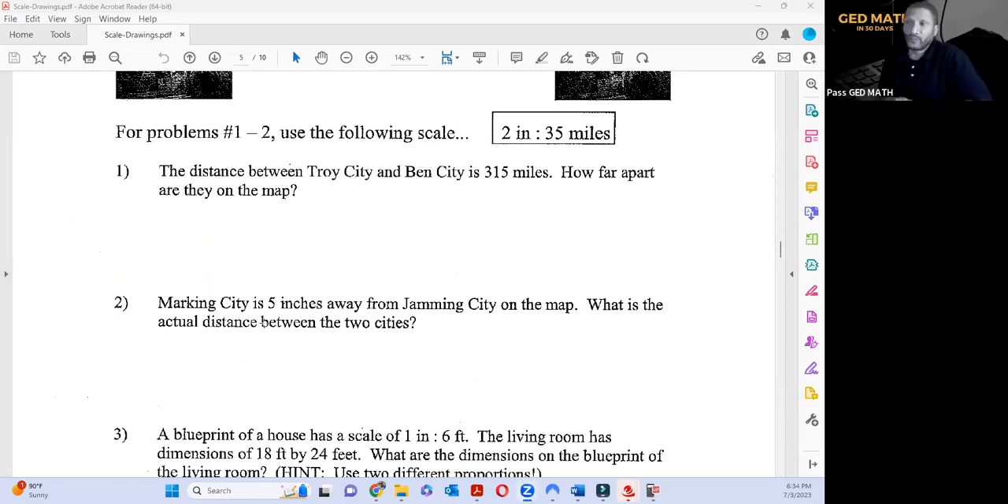Let's do number 2. Marking city is 5 inches away from jamming city on the map. What is the actual distance between the two cities? So for the first one, they want to know how far apart the two cities are. The second one, they're asking how many miles is between the two cities. So they're asking for two different things, but we still have to use either unit rate or cross multiplication to solve this problem.